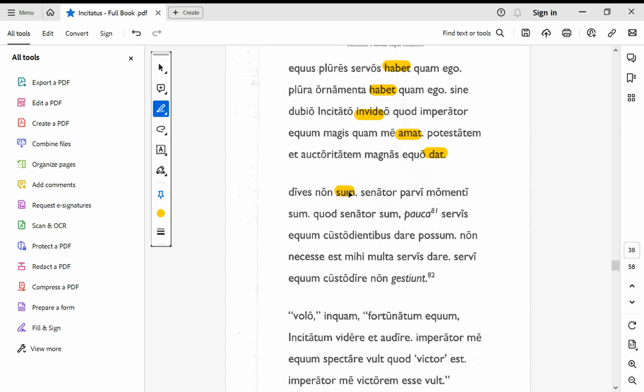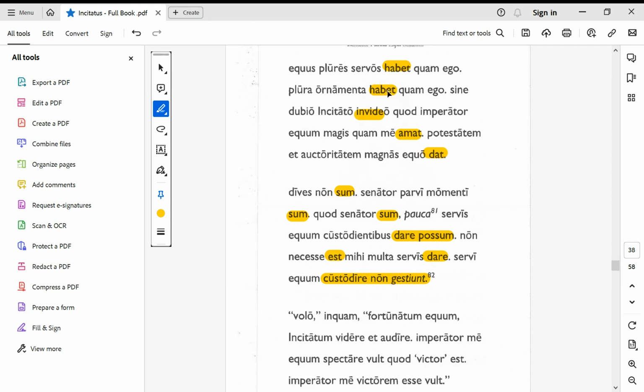And I'll just keep going down. Sum. Here we go. We got a verb phrase right here. Dare possum. Dare est, custodire, non gestiunt. Okay, we'll just start with these two paragraphs right here.